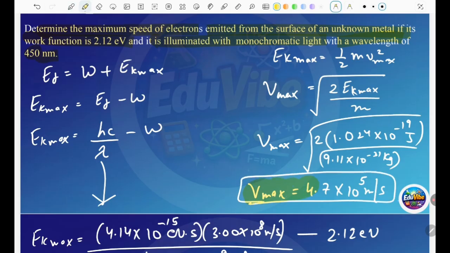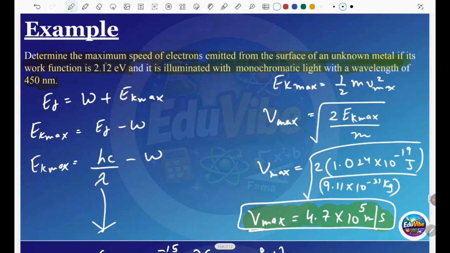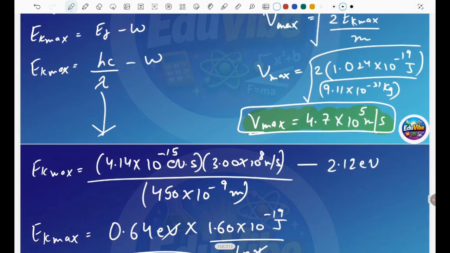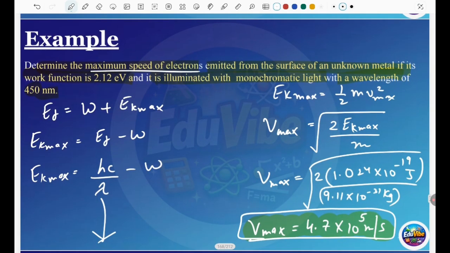So this is your velocity, or the maximum speed of the electrons. So that's how you can find it, and this is a more complex one. We can use Planck's equation, the photon energy formula, and the kinetic energy formula to find the speed of the electron. That's all you have to do to get full marks in that question.